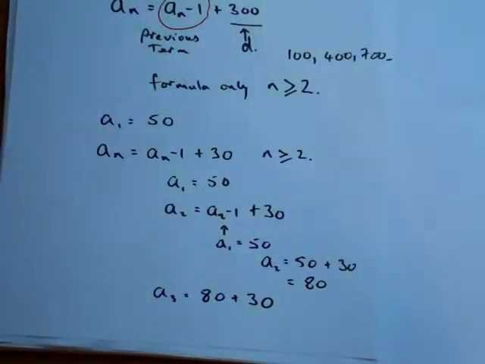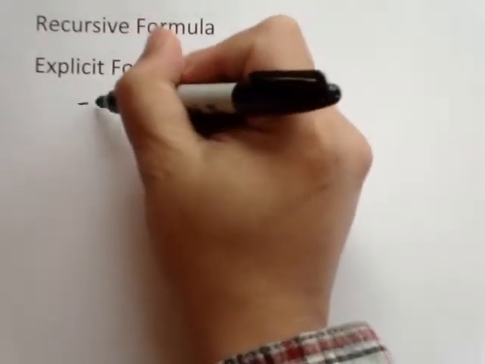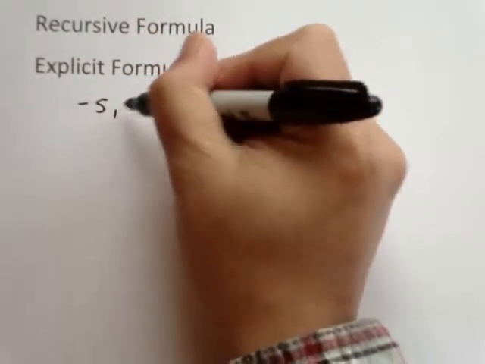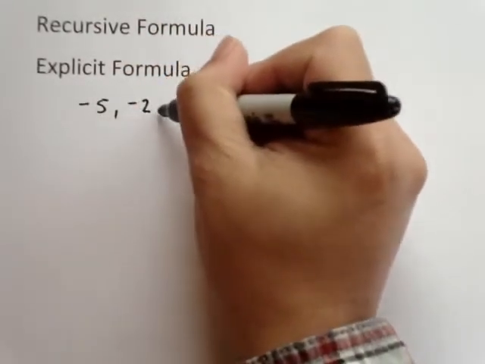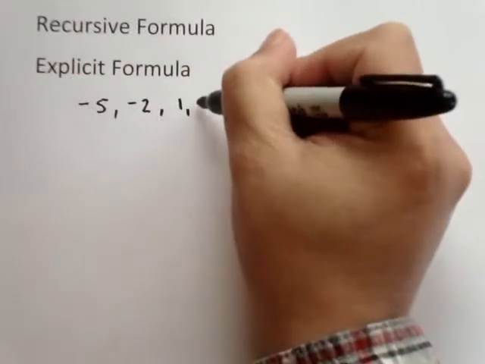Using our recursive formulas, you need to write down the individual terms and then find the requested term. So in a recursive formula, each term is used to produce the next term. So for example, if we had a series saying minus 5, minus 2, 1, 4.